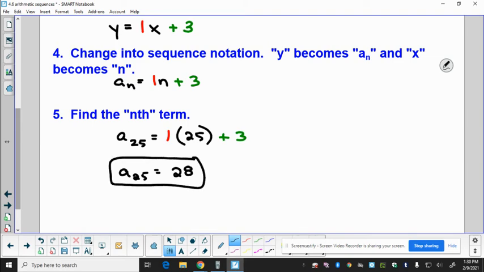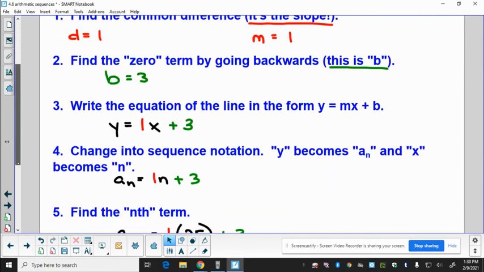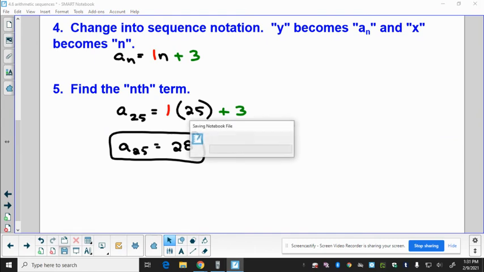And you know, that makes sense to me. Because if I go back to the original problem, I can see the numbers are increasing. So eventually you'd get to a larger number. All right, let's try some more.